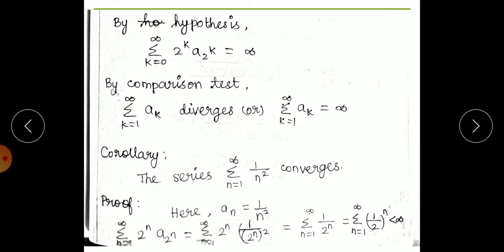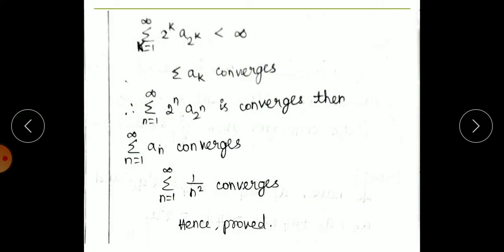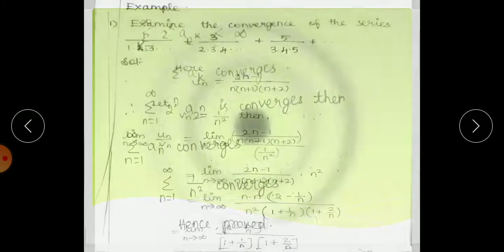Next, the corollary: the series summation 1 by n squared converges. Let us see the proof now. Here a_n equals 1 by n squared. So summation 2^n a_(2^n) is equal to summation 2^n into 1 by (2^n) the whole squared, which is less than infinity. So here this is the general term. So 2^n into a_(2^n) converges, then a_n converges. Therefore summation 1 by n squared converges.